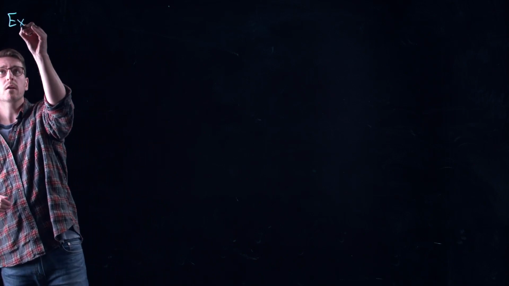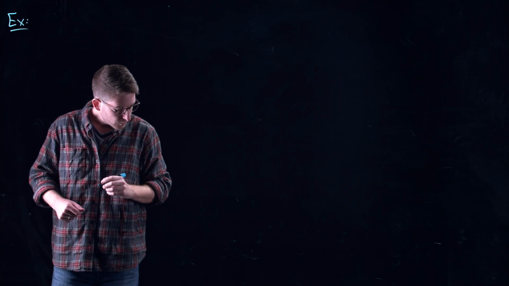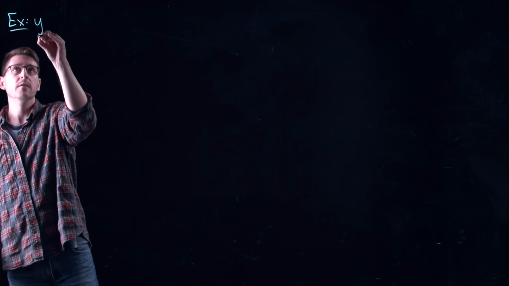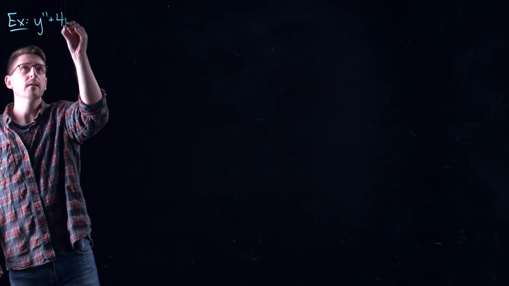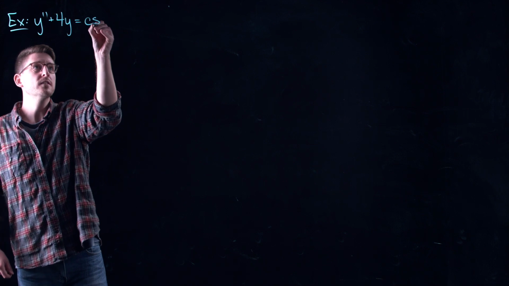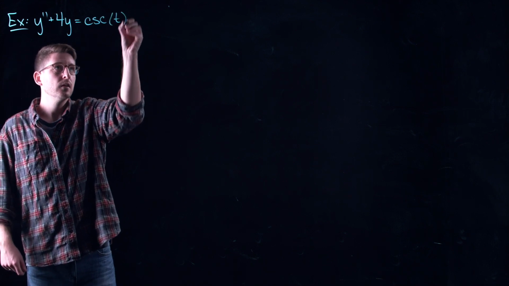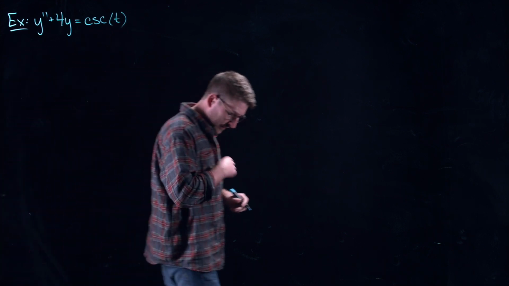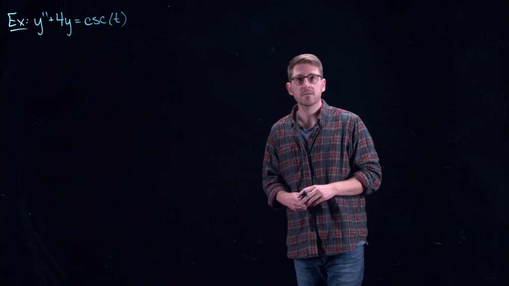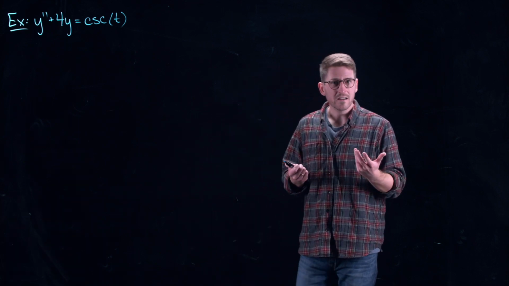Now, of course, that only works when the right-hand side of your differential equation is something that has this replicating property. But what if I gave you this? What if I said, go ahead and try and solve this differential equation instead? Cosecant of t. Now, cosecant of t is not a simple function.